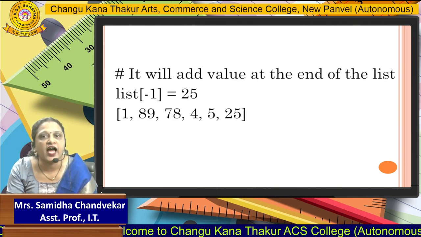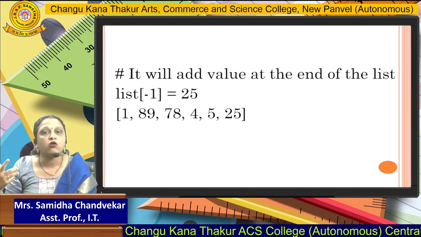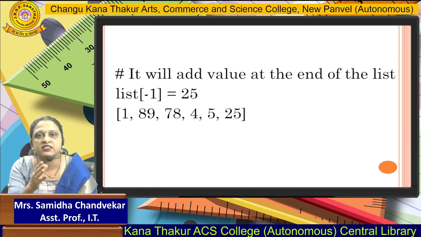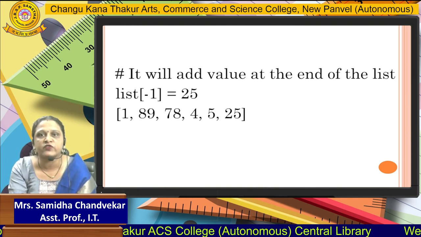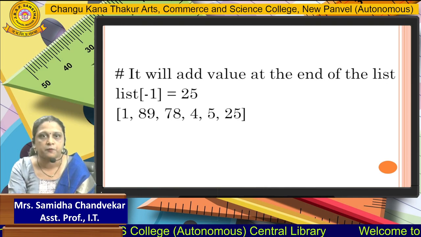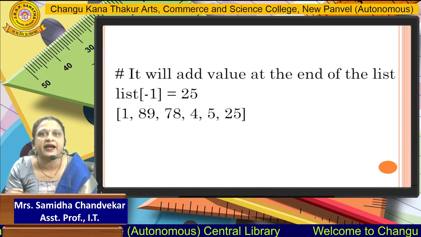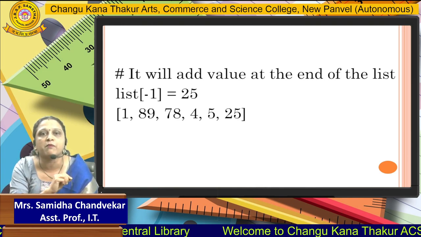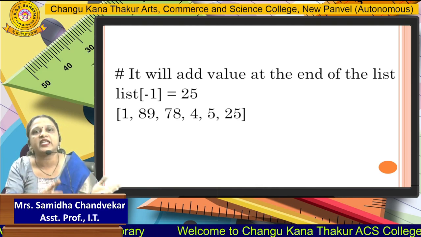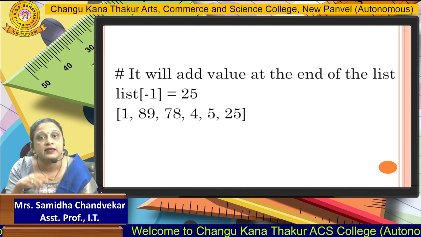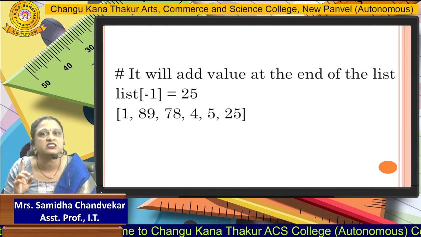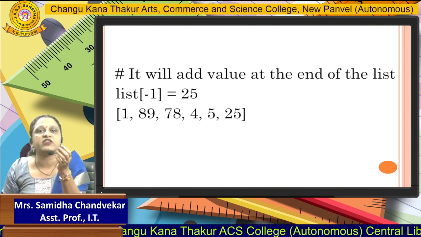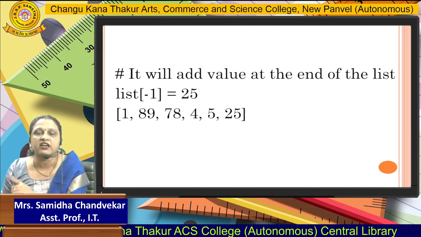Then we will add to the list at the end. As I just discussed with you, in negative indexing, I want to add a value at the last position. At that time I give list minus 1 equal to 25. Automatically, it will be added at the last position, that is minus 1. So again our list becomes 1, 89, 78, 4, 5, 25.